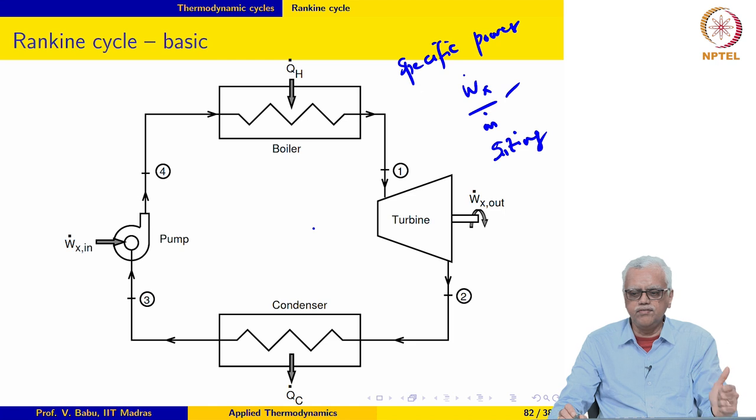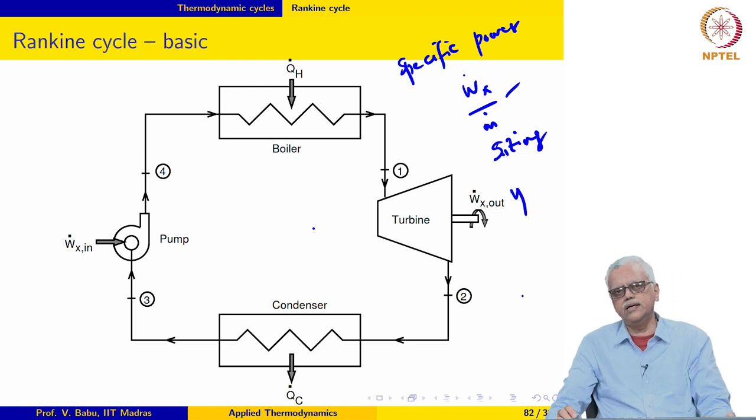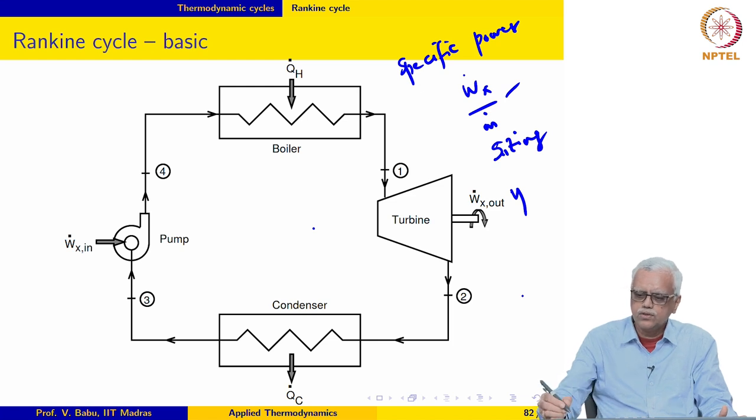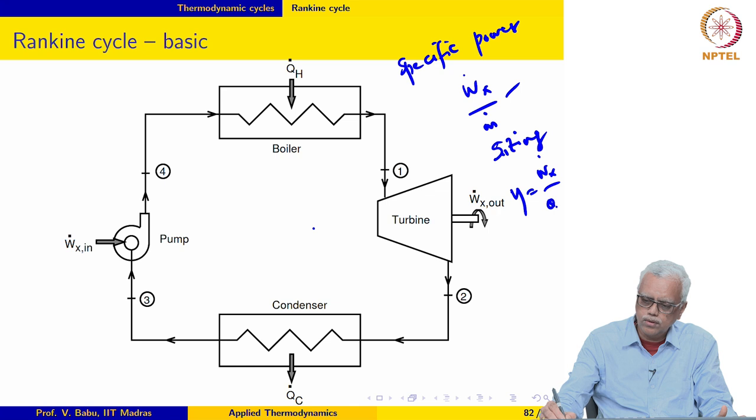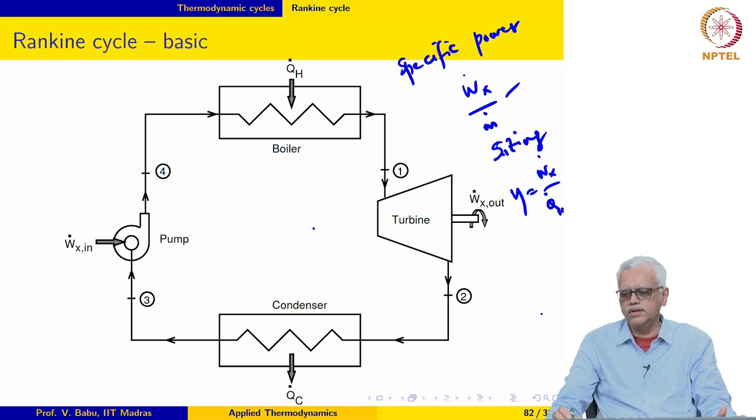The second metric that we will look at is the thermal efficiency of the cycle. This was evaluated in the previous course itself. So, this is an energy based efficiency. It is nothing but the ratio of the power produced divided by the rate at which heat is supplied. Okay. So, that is the second metric that we will look at. So, this is Wx dot over QH dot, where QH dot is the rate at which heat is supplied from the high temperature reservoir.